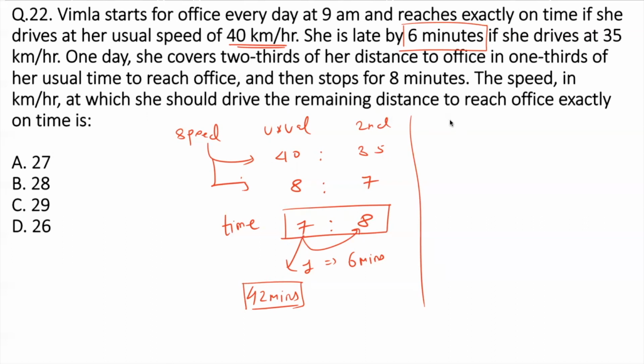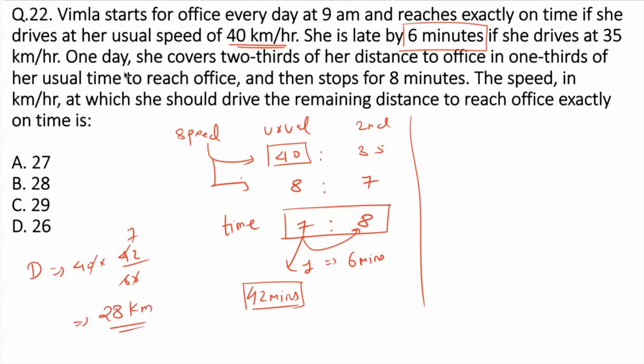Okay. So, whatever distance she is covering, the distance will be speed into time, right? So, speed is 40 kilometers per hour. The time is 42 minutes. The usual distance covered is speed into the time, 42 minutes in hours. 0 and 0 gone. 6 sevens are 42. The usual distance she covers is 28 kilometers.